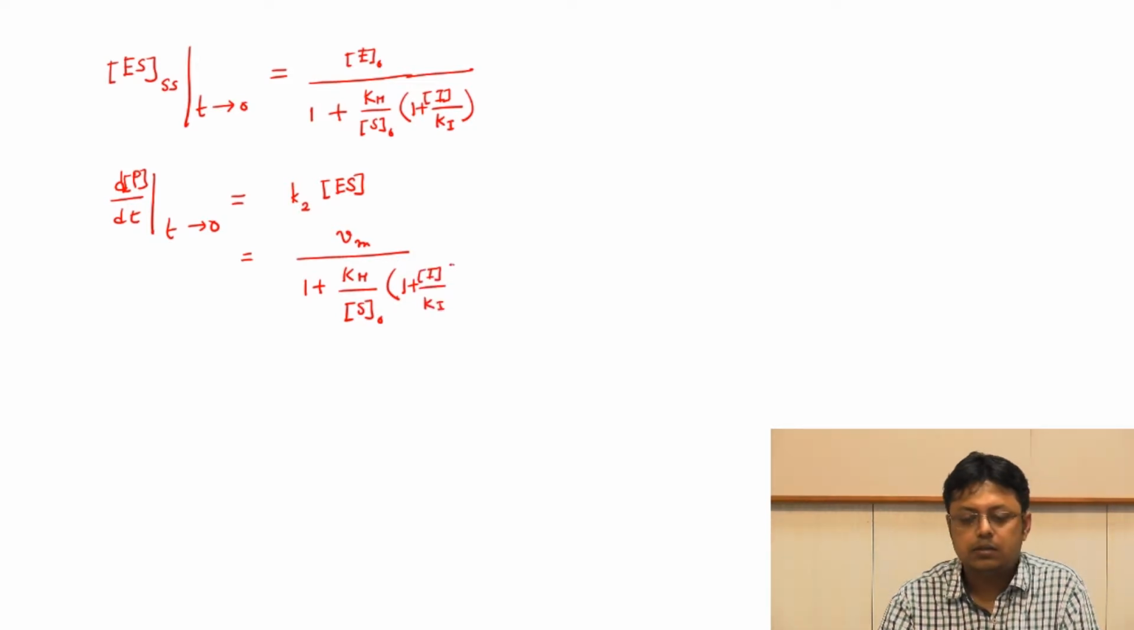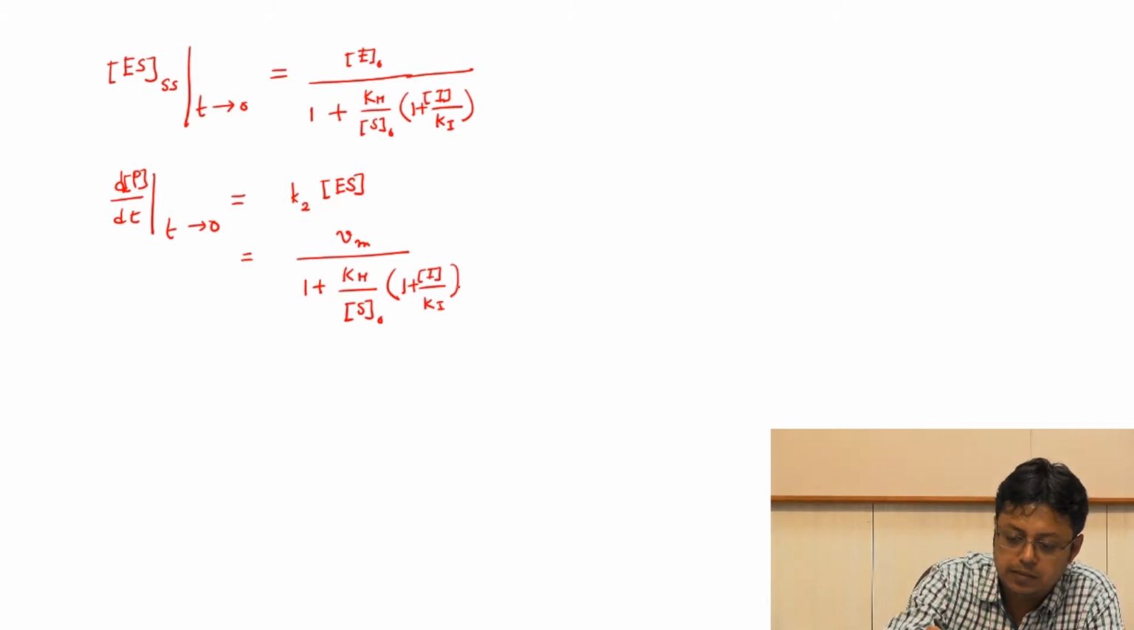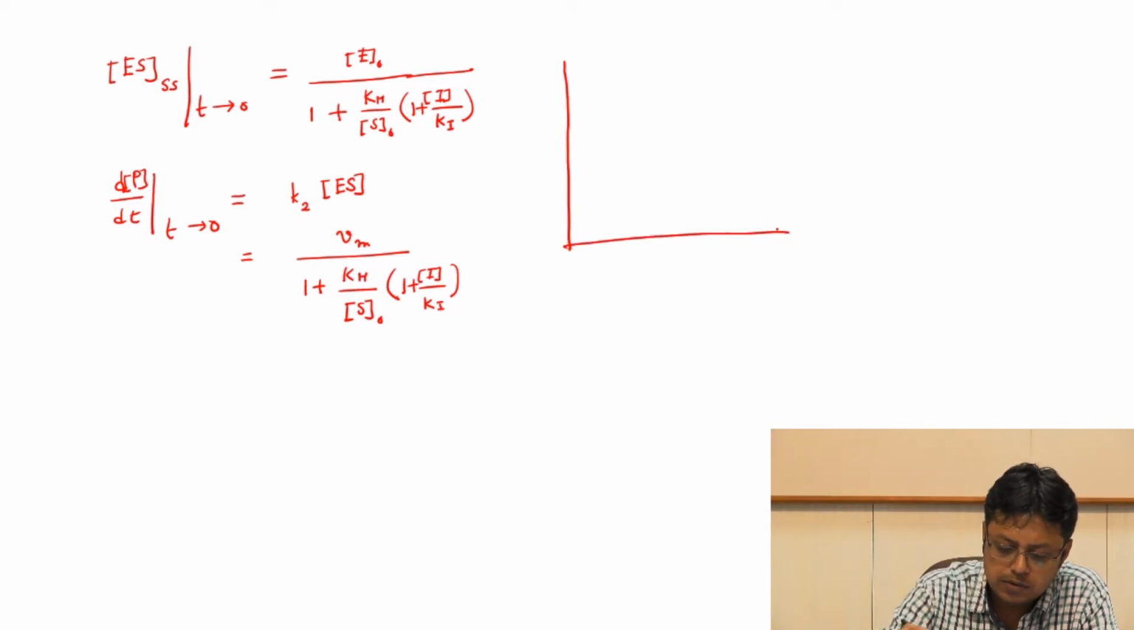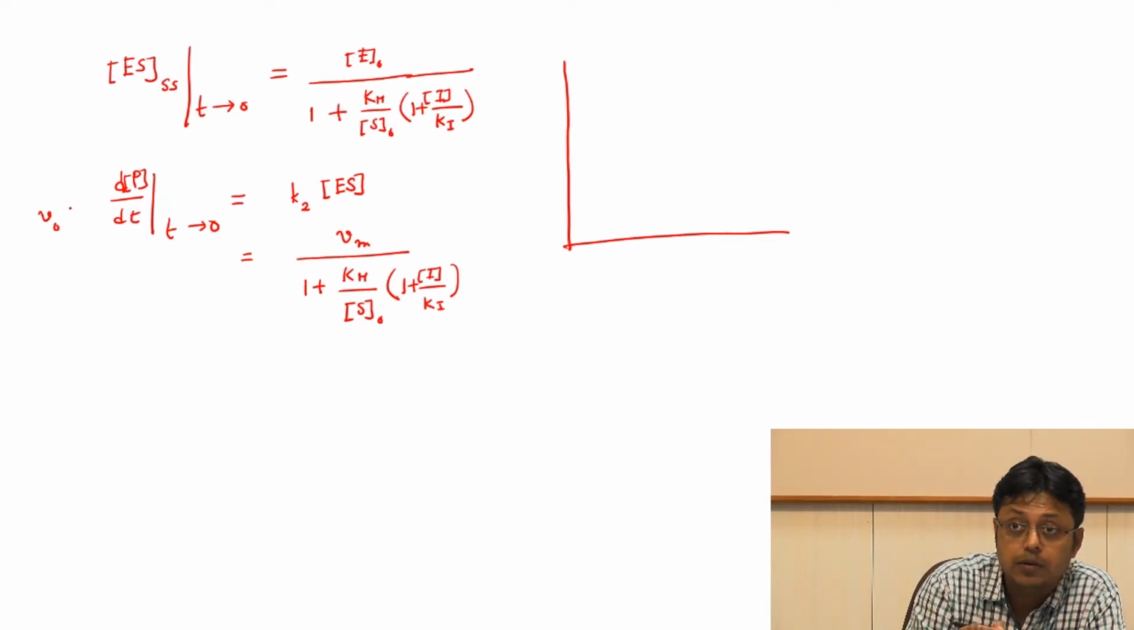Now let us just plot the Lineweaver-Burk plot for this competitive inhibition pathway. So as before, let us just draw. Of course, if I plot here, this is actually V0. It's still not written in the Lineweaver-Burk form.